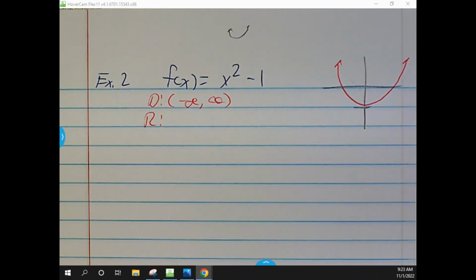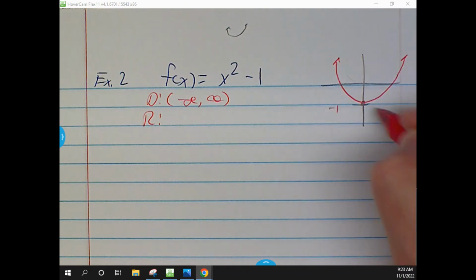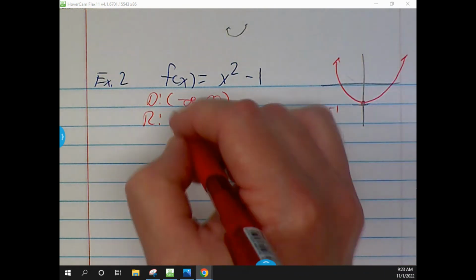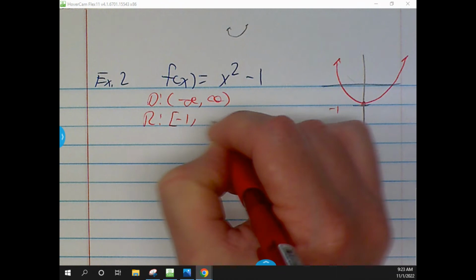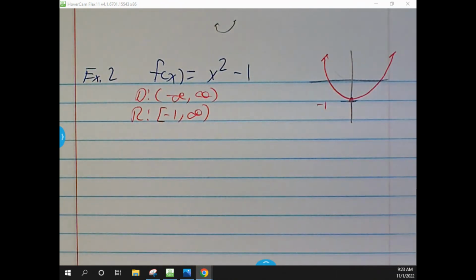So your range is, this thing is going to be at a low point of negative 1 and it's going up to infinity. So your range would be negative 1 to infinity. That is a fantastic review question. Because we hadn't done the graphs in a while, so it was kind of good. Didn't even really mean for that to happen. It was like, oh, let's graph it. Let's see what happens there.